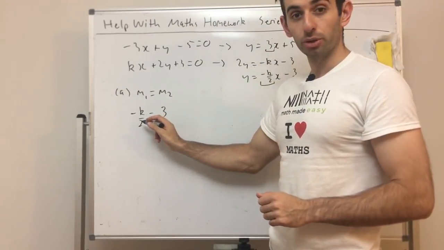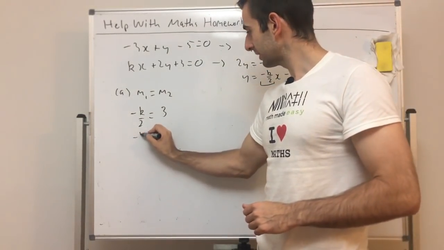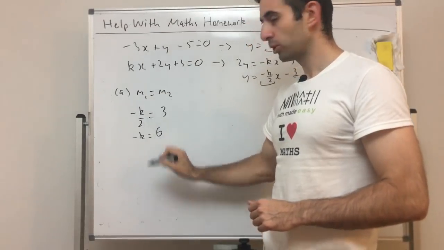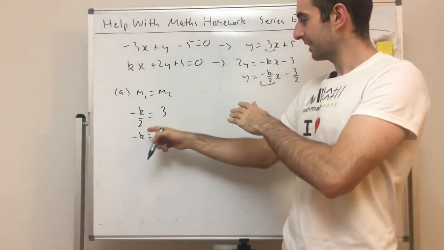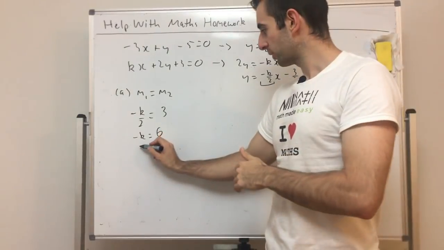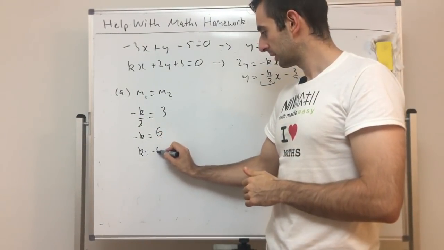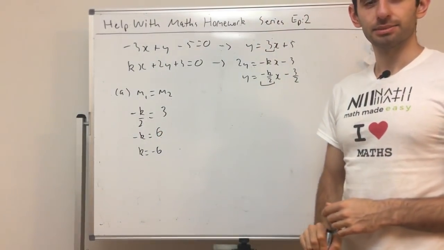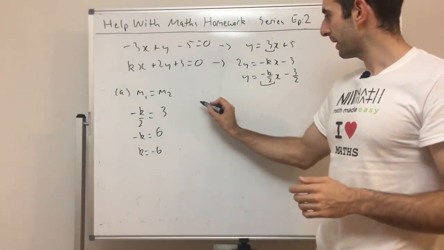So to get rid of the 2 on the bottom, it's dividing, so we times it over. So negative k equals 3 times 2, which is 6. And last, to get rid of the minus, you just swap it over, or divide by minus 1. So k equals negative 6. Right, that was simple enough. Let's go to B.